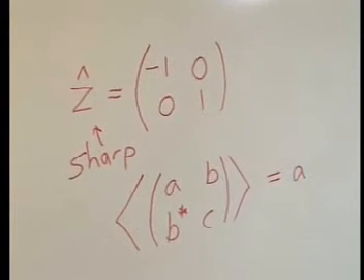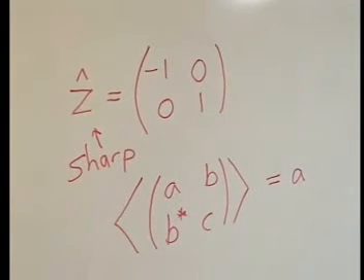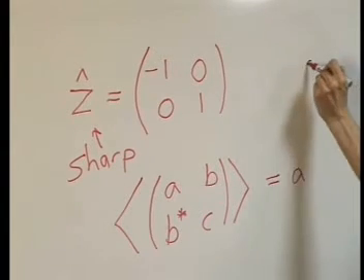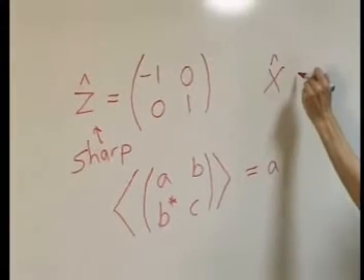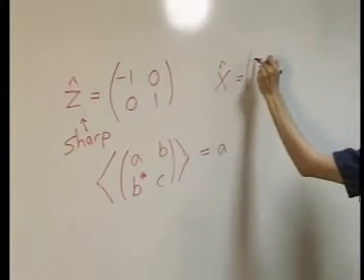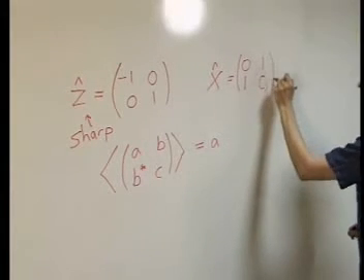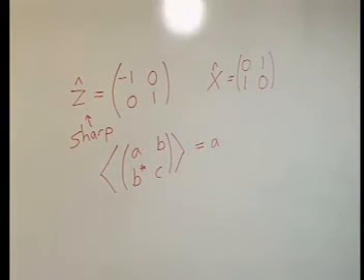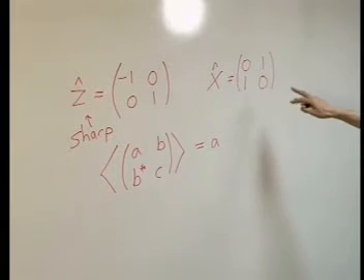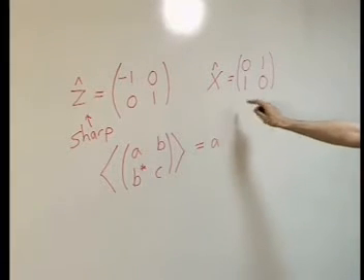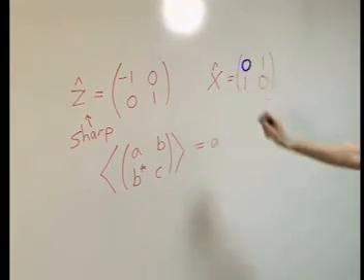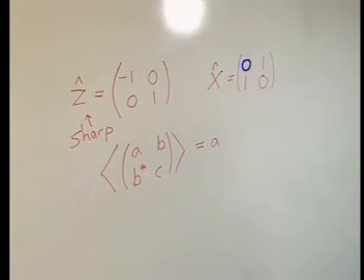Now, let's think about measuring a different observable of this same qubit at time 0. Let's say this one. X equals 0, 1, 1, 0. So we can read off the expectation value. It's the top left corner. The expectation value of x is 0.